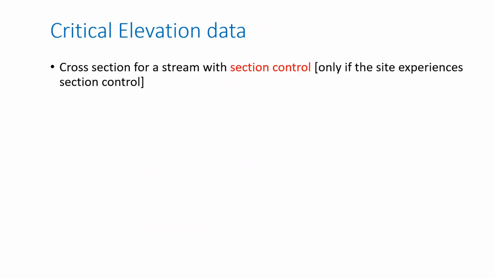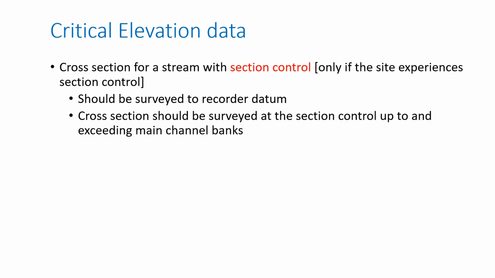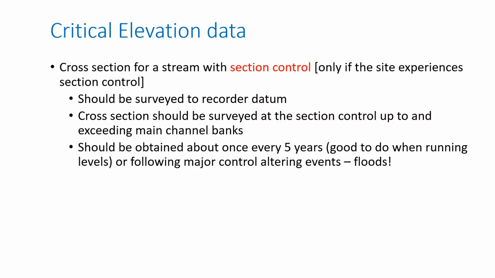So the critical elevation data is the cross-section for a stream with section control, only if this exists. It should be surveyed to the recorder datum. The cross-section should be surveyed at the section control, right over the top of it, so we can get that point of zero flow, and up and exceeding the main channel banks. It should be done about once every 5 years. It's an NEM standard. It's good to do it when you're running your normal levels for biennial inspection, or following a major control-altering event, such as a flood that's known to change the control.